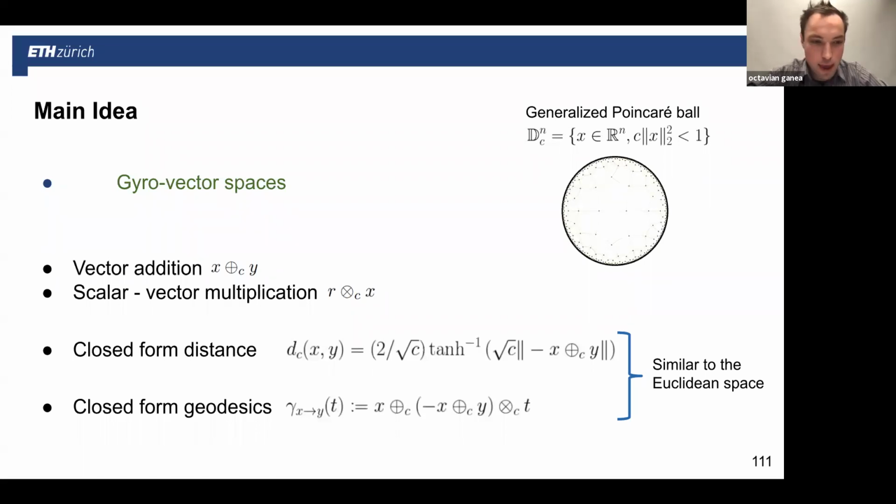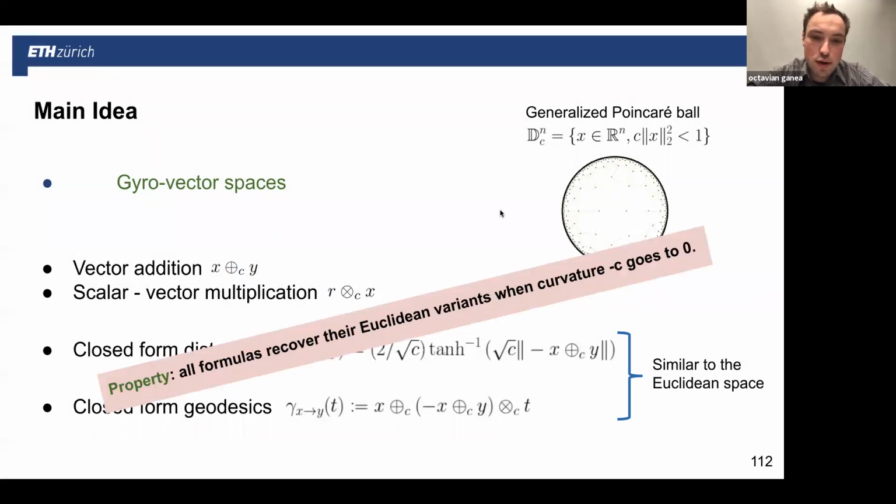distance. And geodesics actually look very similar to the Euclidean geodesics, except that we use this plus and this times instead of the standard plus and times. So again, as I said, all formulas recover the Euclidean versions when the curvature, which is minus c, goes to 0.